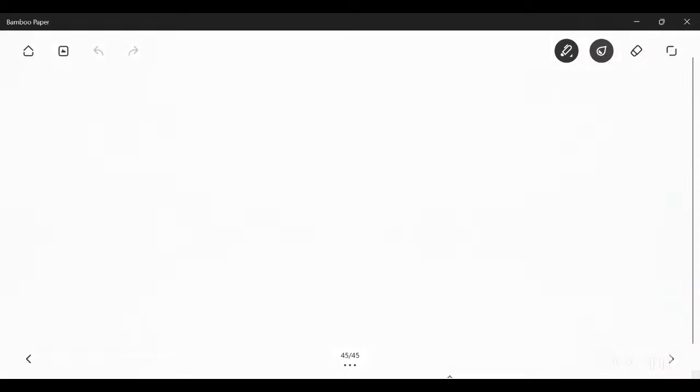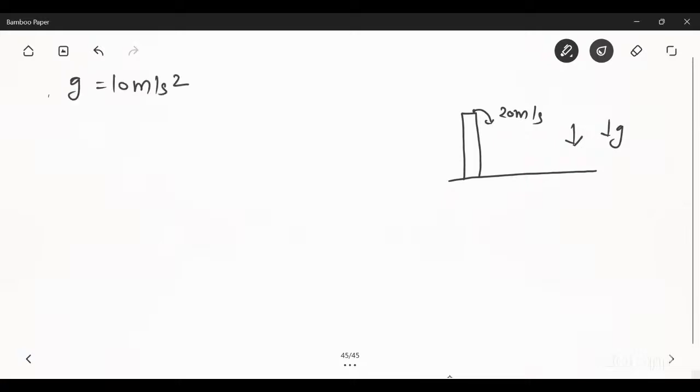So what the question is asking: a ball is thrown vertically upward with a velocity of 20 meter per second from the top of a multi-story building. Its acceleration due to gravity is downward, so we will take the value of g as 10 meter per second square. Its initial velocity is 20 meter per second, and the height of the building is 25 meter. Next, we have to find the maximum height.